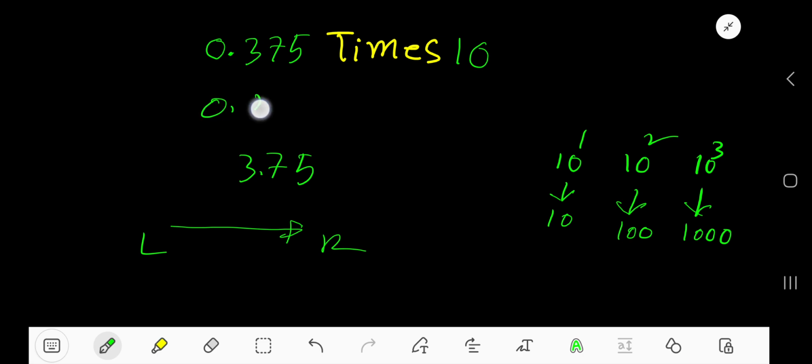Okay, 0.375 times 10 means you need to add 0.375 10 times. That is, you are adding this number 10 times and you will get 3.75. That is, the value of this number is increasing.